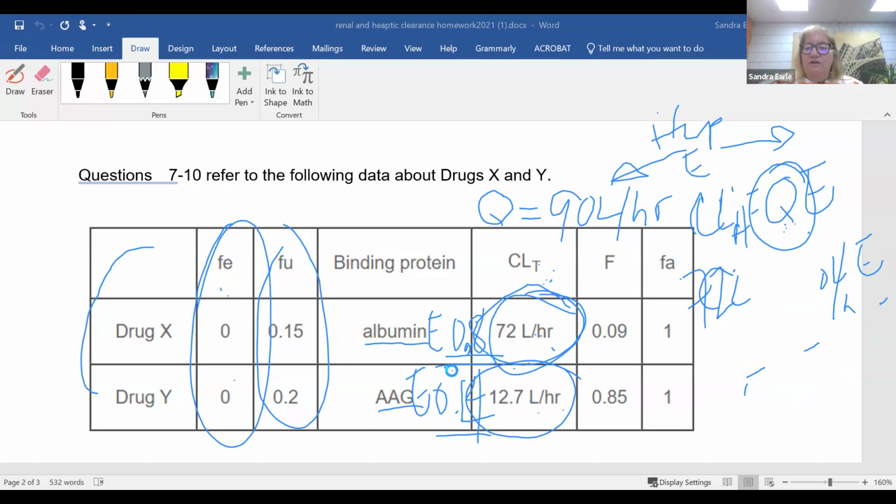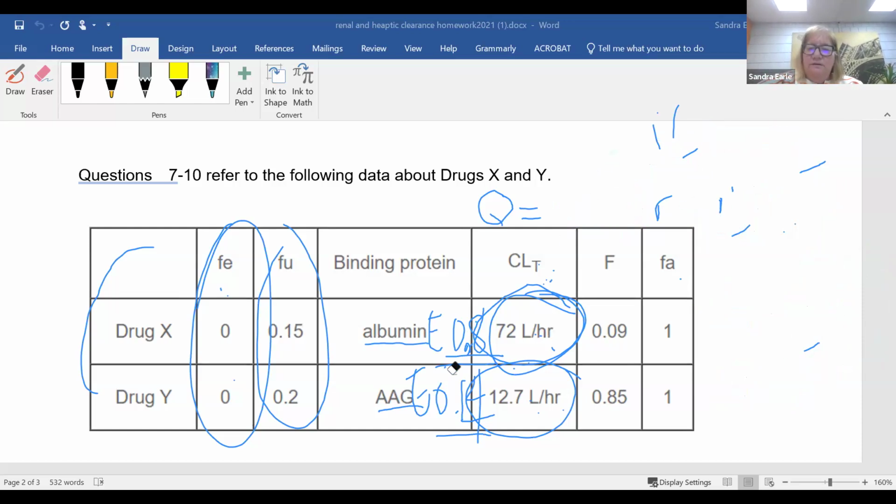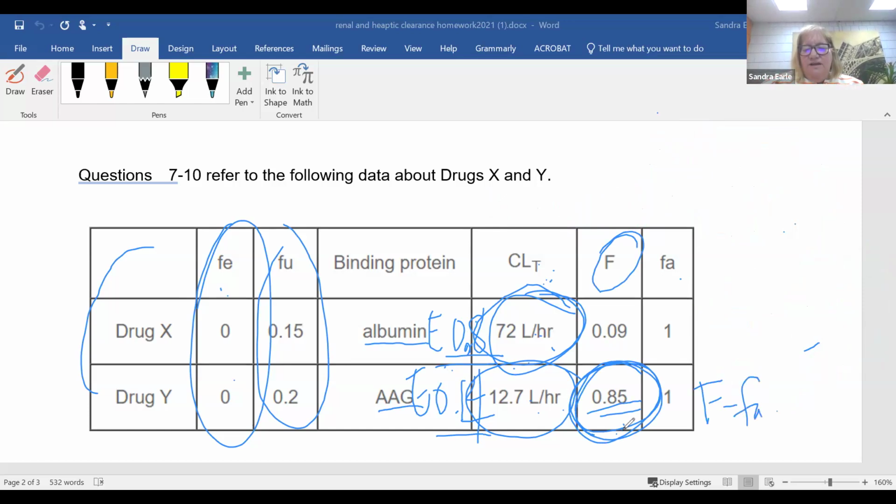We probably could have determined this by looking at our bioavailability too. Or at least we could have determined one of them by looking at our bioavailability. If our bioavailability is 0.85, what does that tell you? Well, that tells you that you can't have a low FH, because F is equal to FA times FG times FH. And if the product of all three of those is 0.85, the lowest any of them can be is 0.85. So we know this is going to be a low E drug right away when we see this bioavailability of 85%.